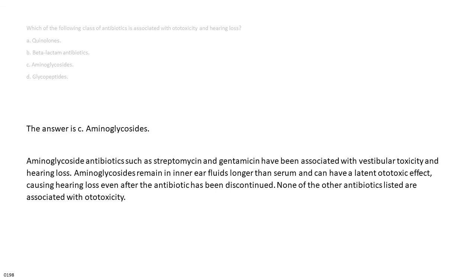The answer is C. Aminoglycosides. Aminoglycoside antibiotics such as streptomycin and gentamicin have been associated with vestibular toxicity and hearing loss. Aminoglycosides remain in inner ear fluids longer than serum and can have a latent ototoxic effect, causing hearing loss even after the antibiotic has been discontinued. None of the other antibiotics listed are associated with ototoxicity.